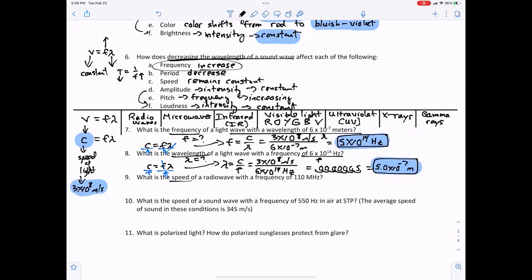So how fast is a radio wave moving? 3 times 10 to the 8 meters per second. We're not doing a calculation here. This is a reminder that a radio wave is a form of light, and all light travels at the same speed.